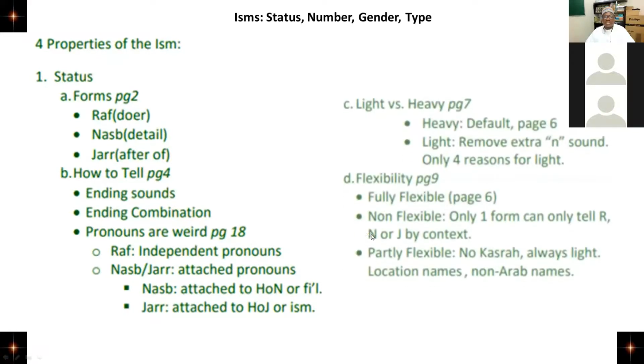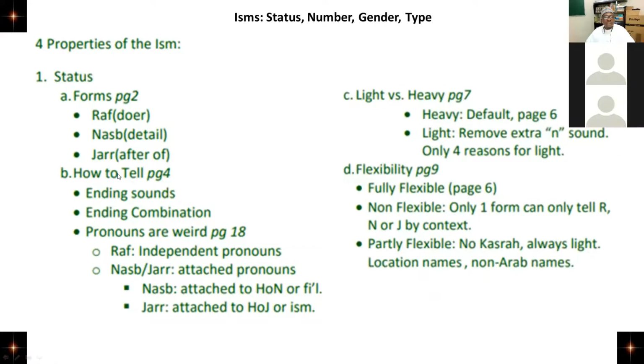Okay. After looking at the status, the form, the ending sound and combination, then we look at it being heavy or light. By default, all isms are heavy, like kitabun, madrasatun, baytun, laylun, and so on. It can be light by removing the nun sound, the tanween or the nun at the end. And we mentioned that there are four reasons for which an ism can be light. One of them is when it falls after an absolute la, or when it is attached to an ism, or when it's one being called, or when it is a partly flexible ism. Light means it cannot take tanween.